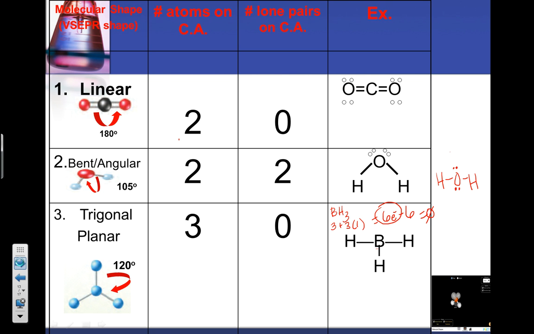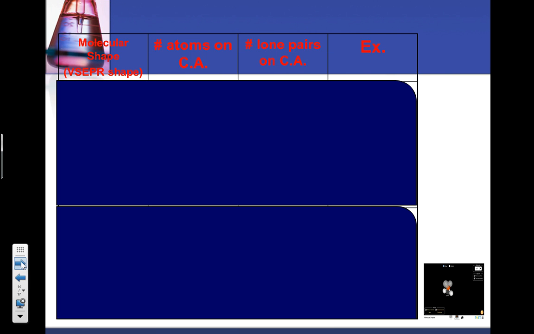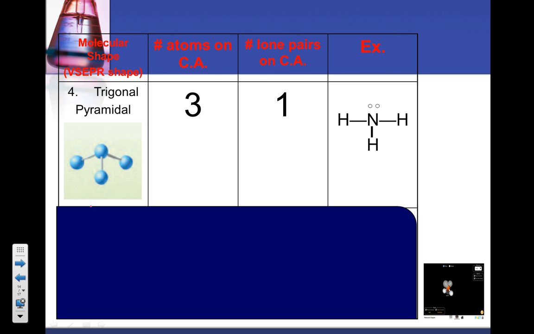Our next VSEPR shape is what I call a cousin to trigonal planar. And it's going to have 3 atoms on the central atom and 1 lone pair of electrons. So here we have ammonia, NH3, nitrogen trihydride. Notice you have a lone pair on the nitrogen. So you have your 3 atoms on the central atom. There's your triangle, trigonal. And the lone pair here is going to push those hydrogen bonds down into a pyramid shape. So it looks like this. And your bond angle here is going to be 107 degrees.